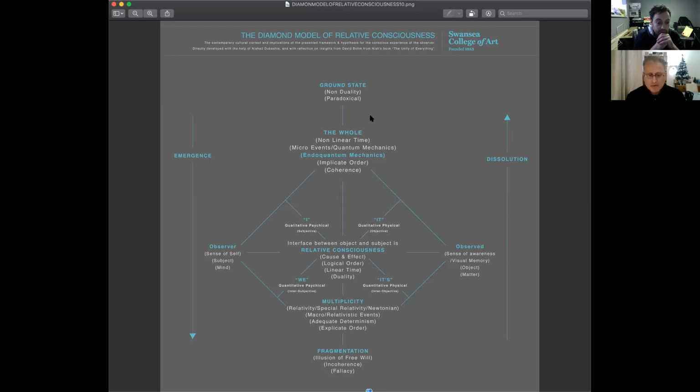Okay, so why don't we, if we start with multiplicity, that's the level I usually start with when I'm introducing the diamond model to people. Brilliant. Because that's the level that most people live at and can understand most easily. Okay. So let's start with that and look at some of these correspondences that we've found. So we've got the Newtonian relativity and special relativity paradigms there. Yes.